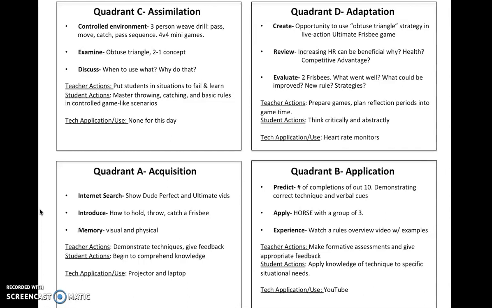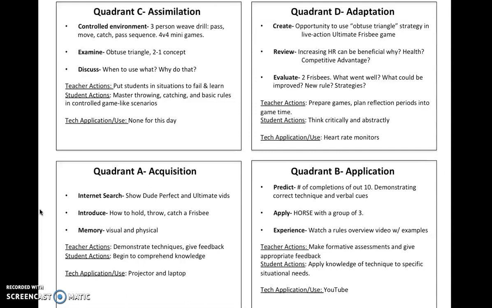Let's move on to Quadrant C, assimilation. So teacher actions, it'd be my job to put students in situations where they may fail and hopefully learn. And student actions would be to master the throwing, catching, and basic rules in controlled game-like scenarios. All right, we're not going to use tech or application today. We just want to get these kids moving with the short amount of time we have.